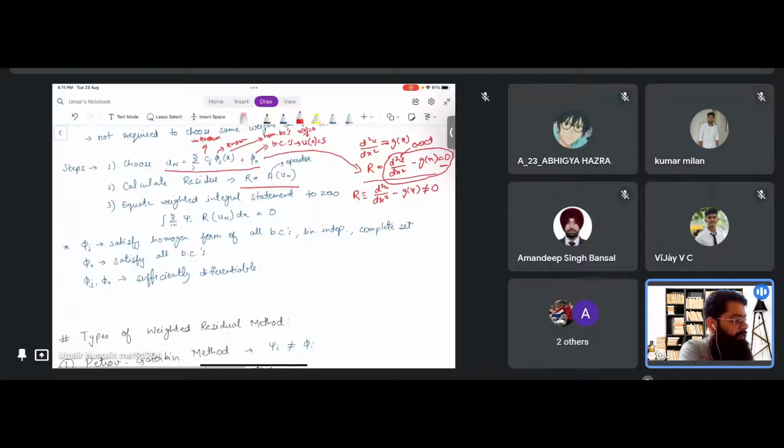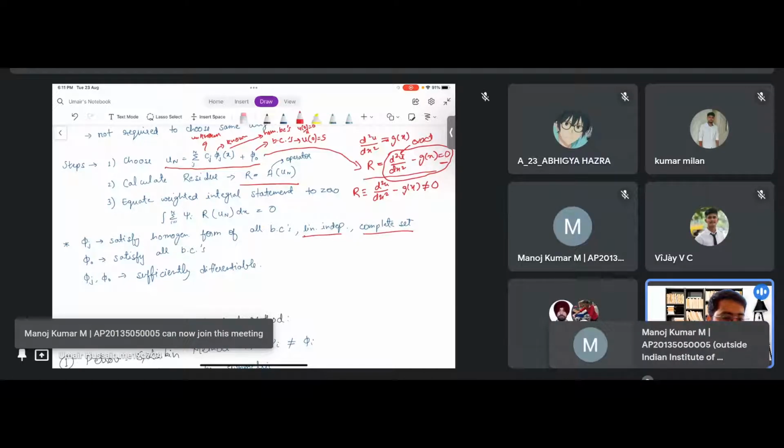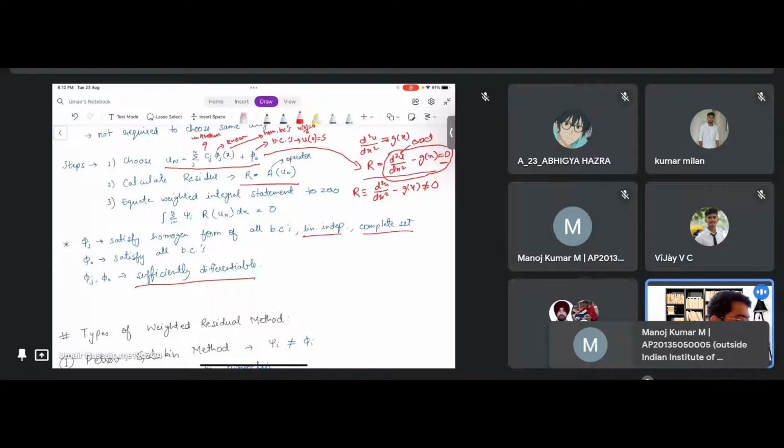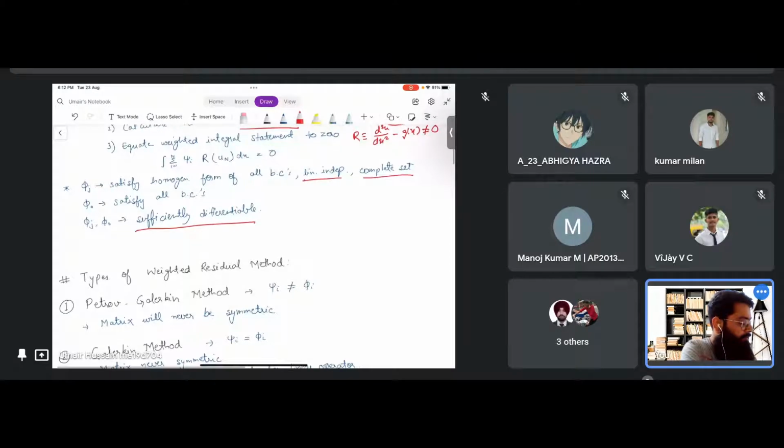Again, the weight function must satisfy the same conditions as before, except now the weight function must also satisfy the essential boundary condition. No, natural boundary condition as well. Earlier it was only the essential boundary condition. Apart from that, all the things are the same. The functions should be linearly independent and form a complete set. And of course, they should be sufficiently differentiable as well. If things would blow up to be 0, then we won't get any equation.